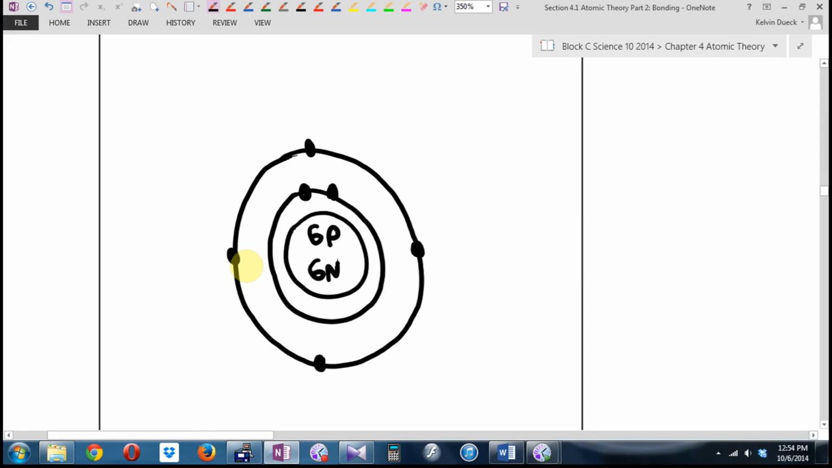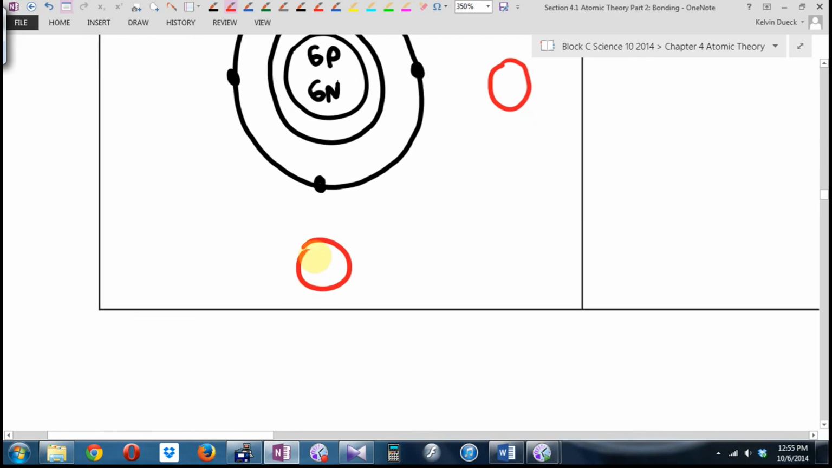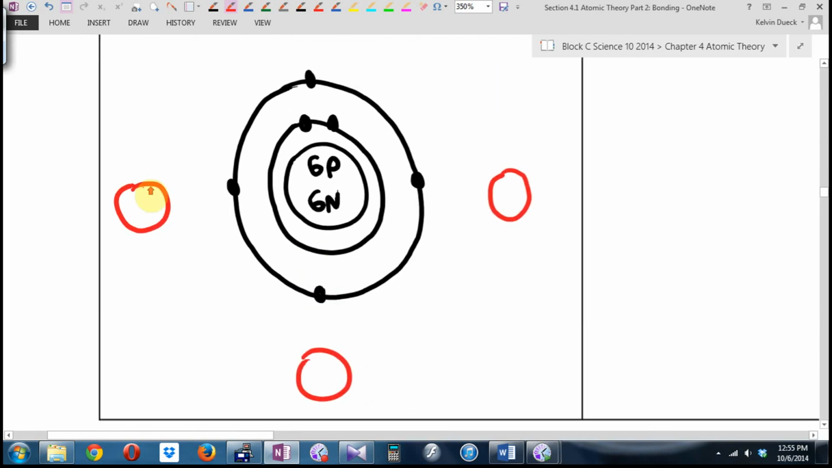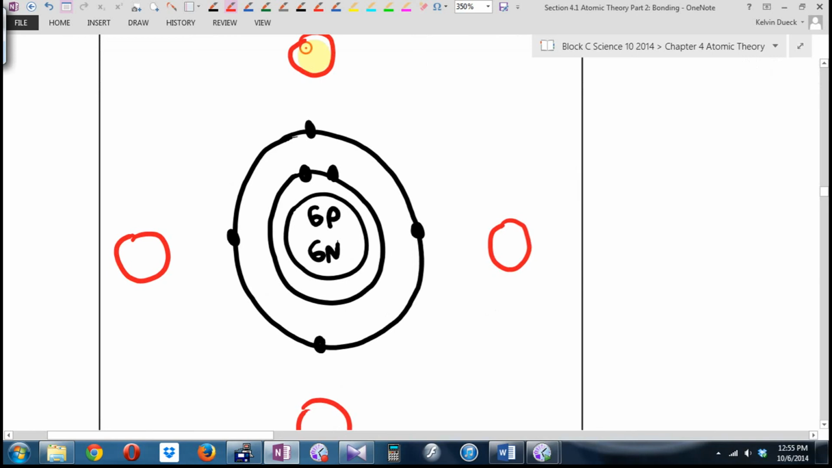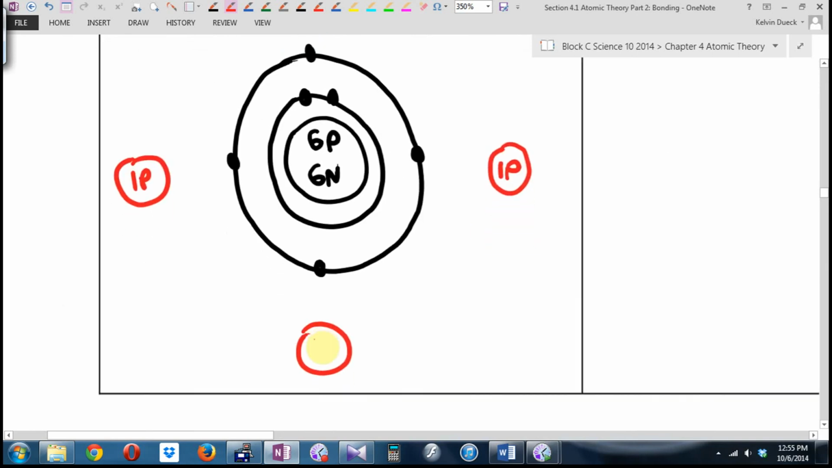How can it get more electrons? Well, we're going to put a hydrogen. Sorry, not an H. I got to draw the nucleus. A nucleus for hydrogen right there, and right there, and right there, and right there. And hydrogen has one proton each.